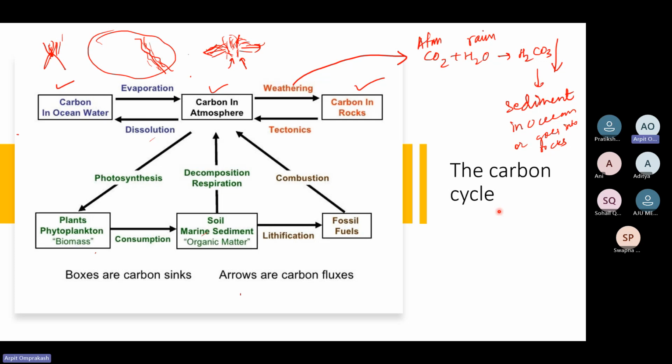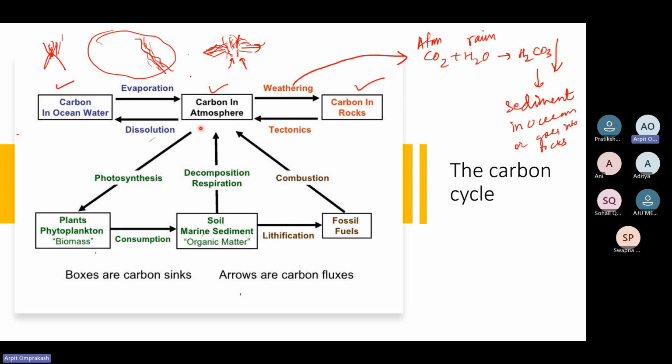Next, we have the carbon cycle, where basically the carbon is present in many different pools. It's present in the atmosphere as carbon dioxide, it's present in the rocks, it's present in the ocean water, it's present in all life on Earth. So carbon from the atmosphere can evaporate and dissolve in the ocean water, and due to weathering and tectonics, it can move from the carbon in rocks to carbon in the atmosphere.